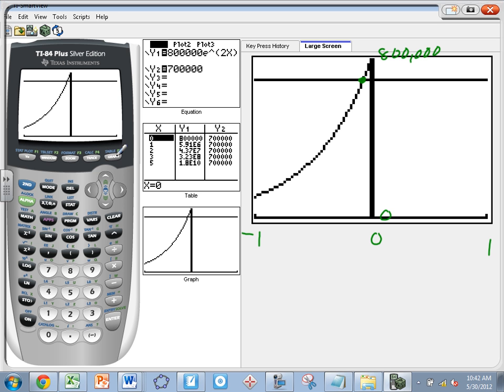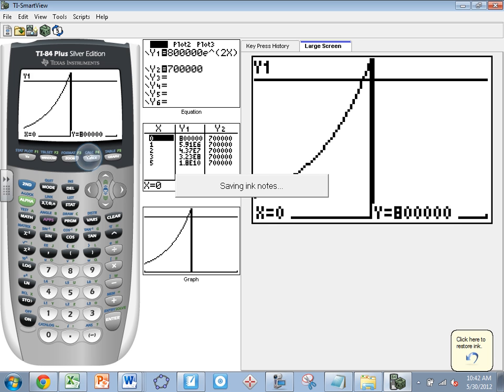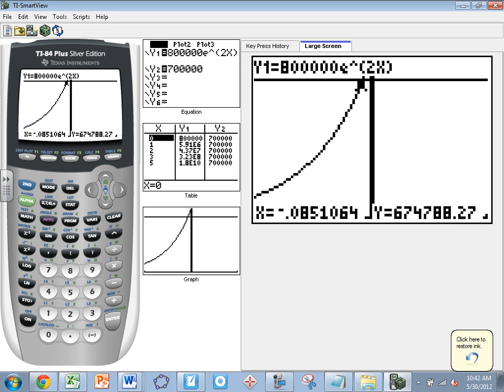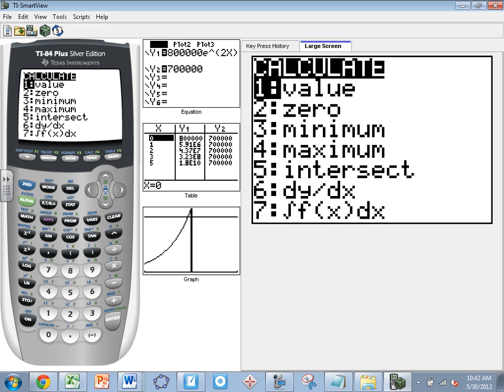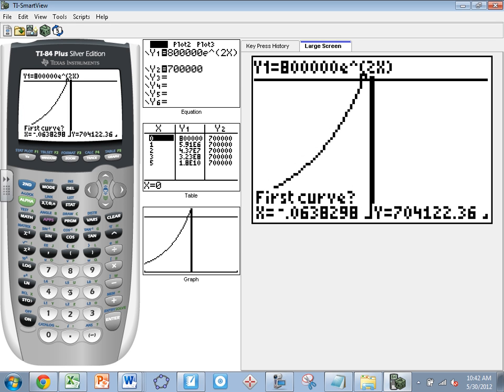So, I could sit here and say, all right, I could just hit trace and try and go over until I get near it, and it looks like it's around -0.063, but I don't know for a fact, right? What should I do? Second, calculate. Very good. Calc. Number 5. Now, my cursor is already on the spot.